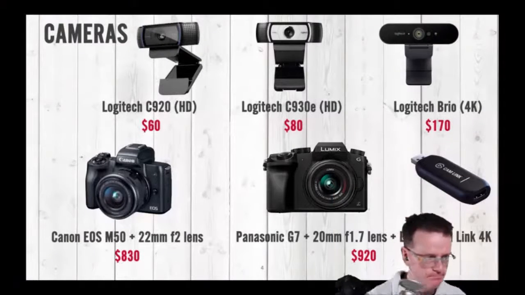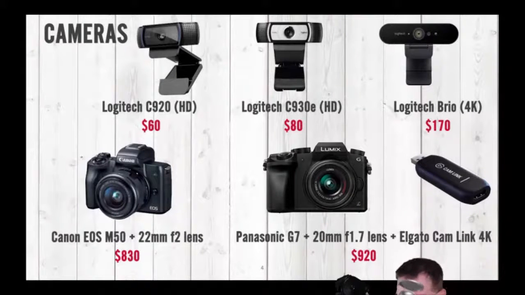Or the other option is the Panasonic range of cameras. So this is something that Adrian Salisbury recommended. He was on my show a couple of weeks ago, and he recommends the Panasonic G7 camera with an extra lens. This is the 20mm f1.7 lens. Plus, you'll need the Elgato Camlink dongle. So I'm just going to share this so you can see. So there you go. I can't talk on that screen, but basically that is the information. I'll put that in the comments as well.